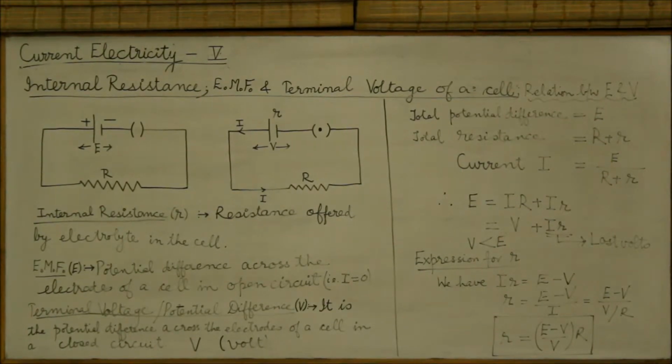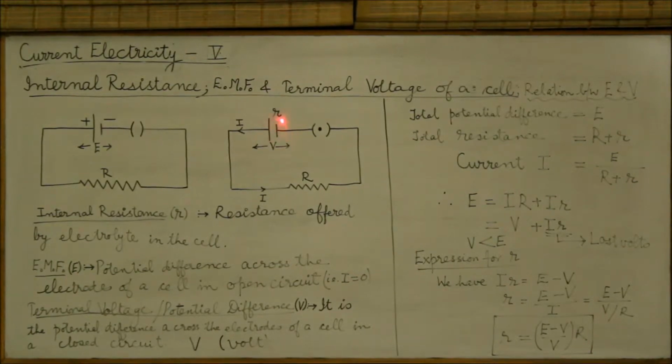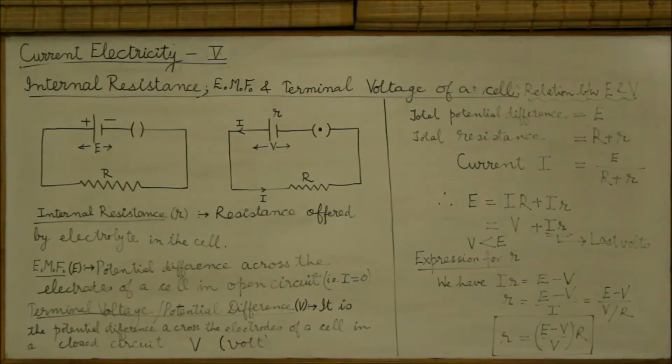Let's now proceed to obtain a relation between E and V. In this circuit, the EMF or the total potential difference which the cell can supply is E. Suppose this cell drives a current I through an external resistance R. The current also has to be passed through the cell. So, the internal resistance also opposes the flow of current. The total resistance in the circuit is capital R plus small r.